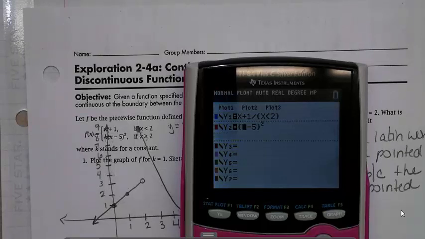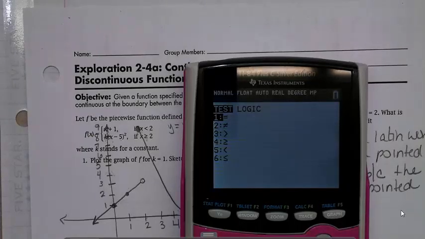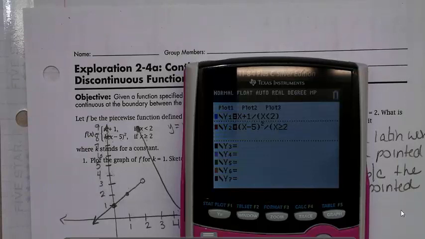Okay, and then I'm going to do the same thing for my second piece. I'm going to divide it, this time by x. Now again, to find your inequality sign, it's second math. And we're going to do this one greater than or equal to 2.